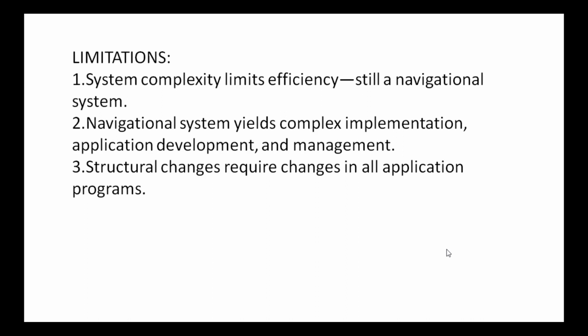Why? Because what is a navigational system? In order to access a child record, first of all you have to access an owner record. From that owner record only can you access the child records. It's a navigational system, so system complexity limits efficiency. Also, the navigational system yields complex implementation, application development and management, and it also exhibits structural dependency. That means whenever you make changes in the structure, it requires changes in the application programs also.